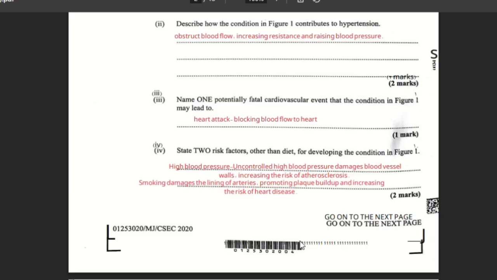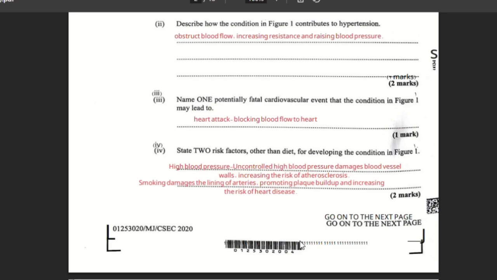Having uncontrolled high blood pressure would damage the blood vessel, increasing the risk of atherosclerosis. And then also smoking. When you smoke, it contributes to damaging the lining of the arteries, promoting plaque buildup, and also increasing the risk of heart disease, right?